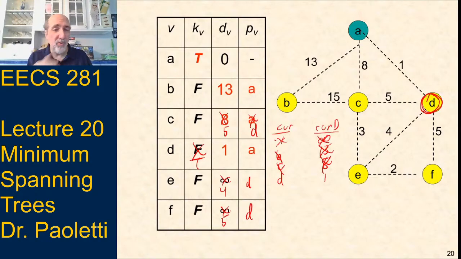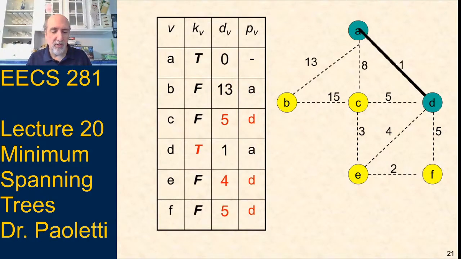Okay, so we're done with step 3. We've updated all the false neighbors. Update the table. I think Professor Darden got a little bit off on his line there. We're showing basically D is true and that edge of weight 1 is in the MST. All right, so we're still in the outer loop until everybody's true.